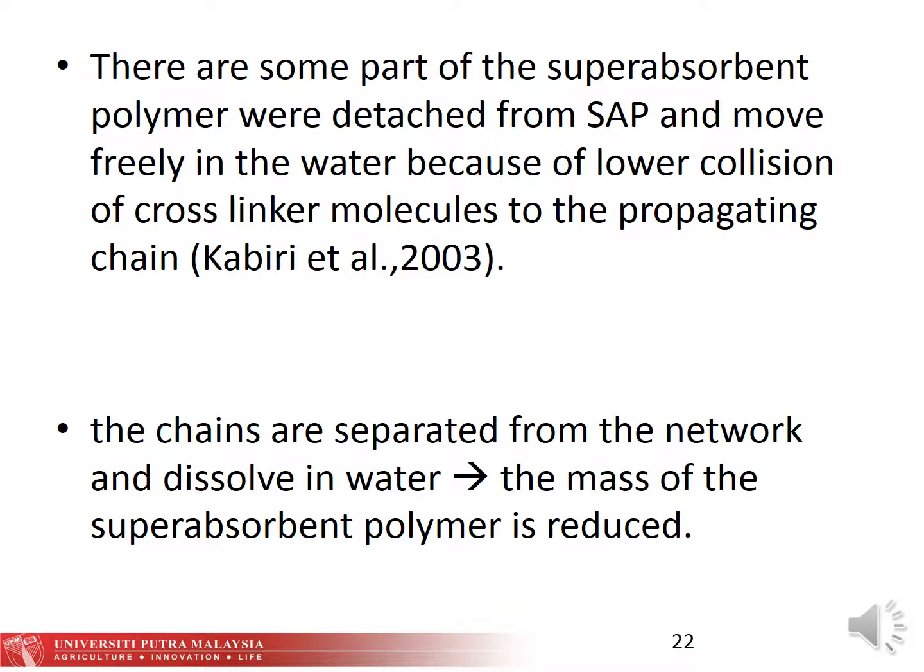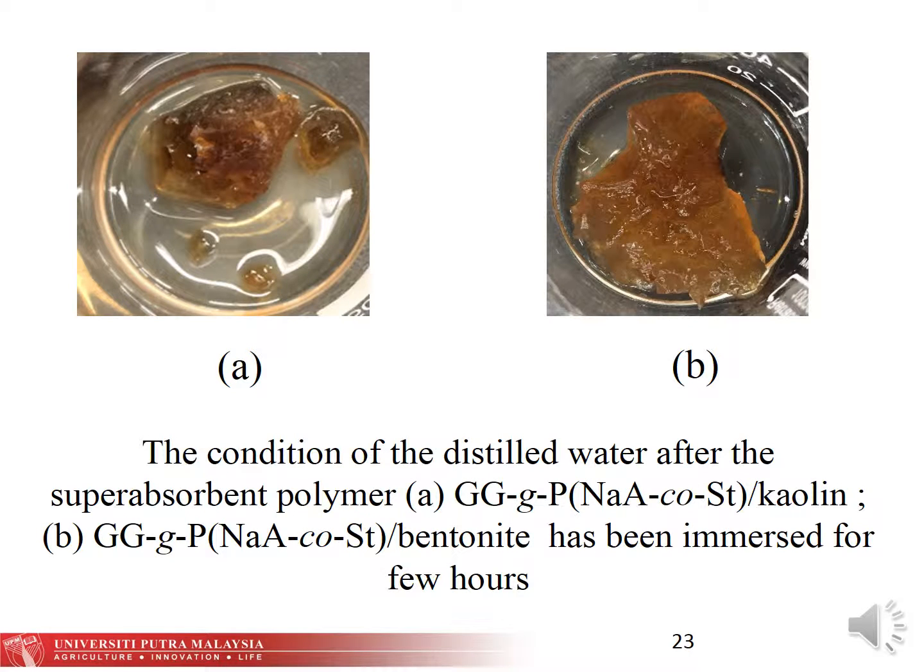There are some parts of the superabsorbent polymer that were detached from the SAP and move freely in the water because of lower collision of cross-linker molecules to the propagating chain. So the mass of SAP is reduced. In this image you can see that the kaolin based SAP has more detached particles compared to the bentonite based SAP. So bentonite SAP is firmer than the kaolin based SAP.